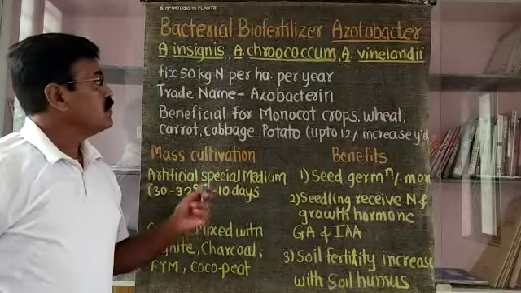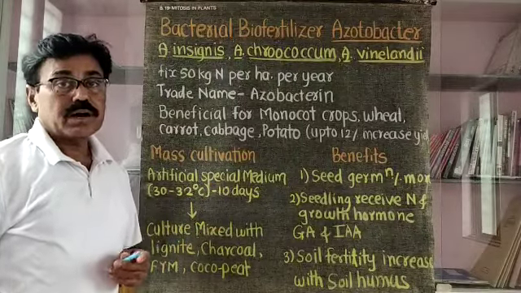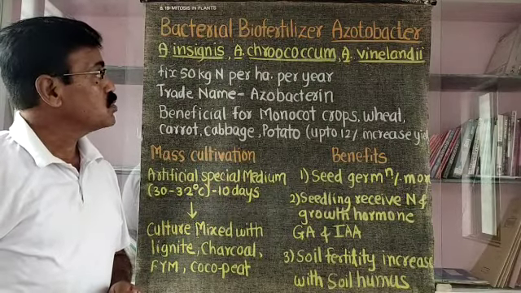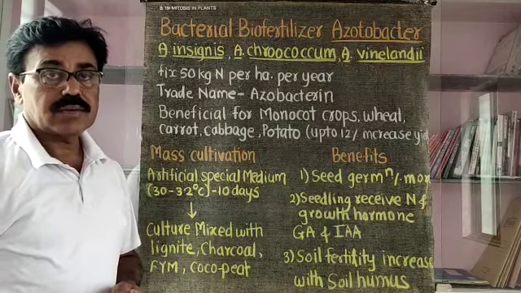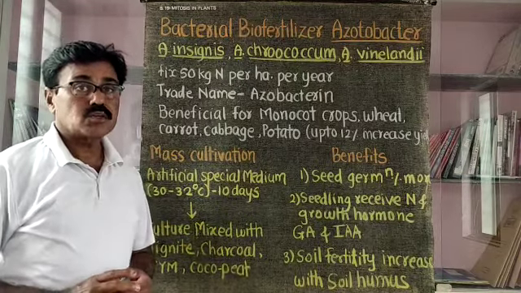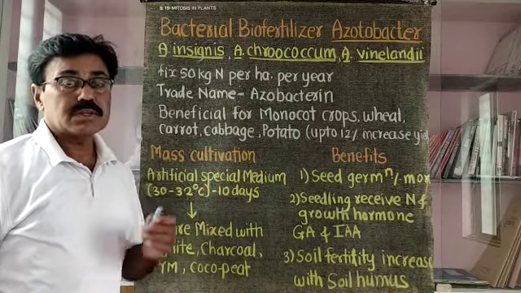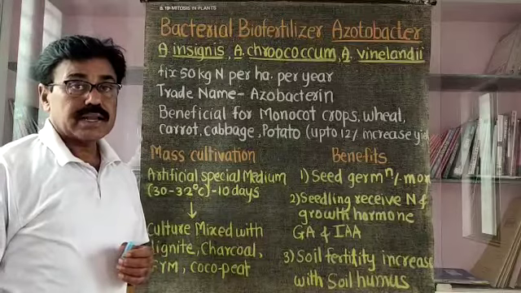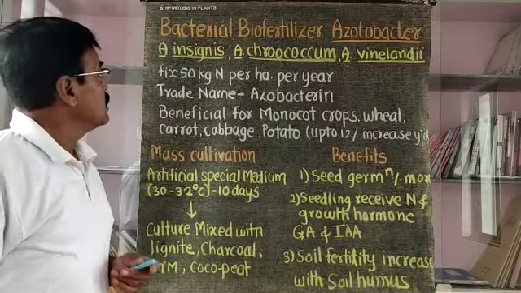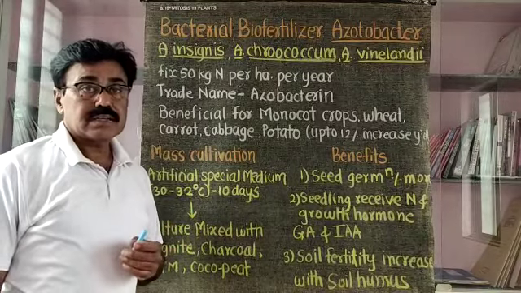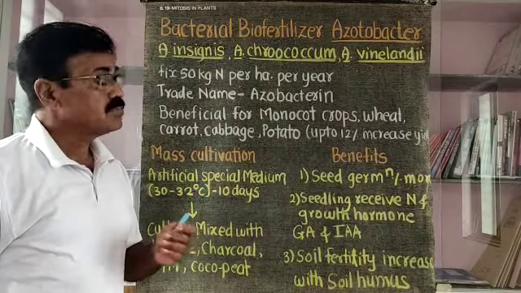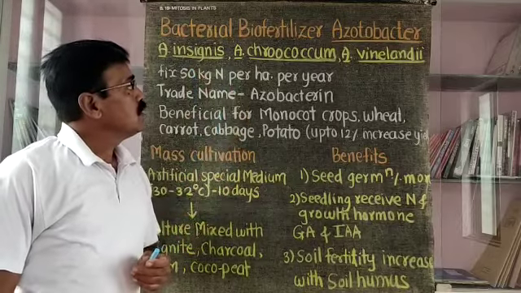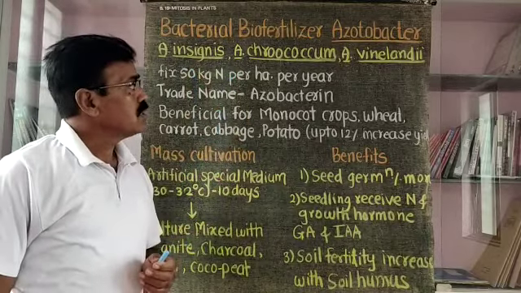Now here we are concerned with the next nitrogen biofertilizer, that is Azotobacter. Last time we discussed Rhizobium, and in this video we are concerned with Azotobacter as a nitrogen biofertilizer or bacterial biofertilizer. Azotobacter has different species, for example Azotobacter chroococcum, Azotobacter vinelandii.